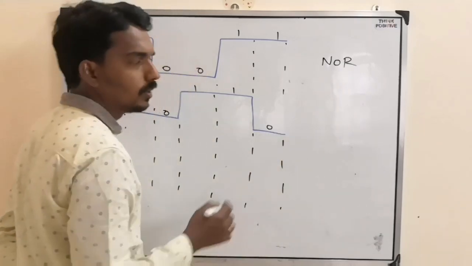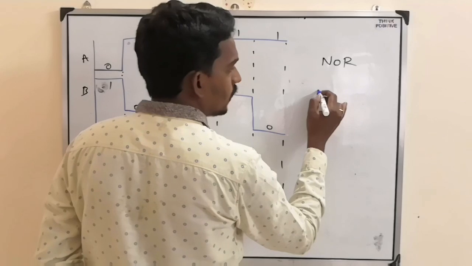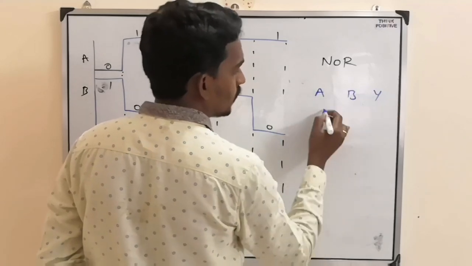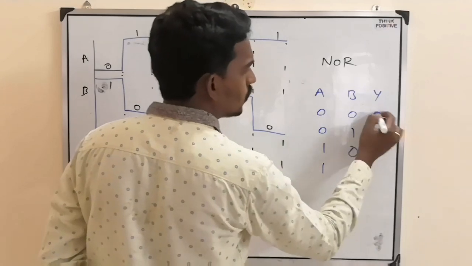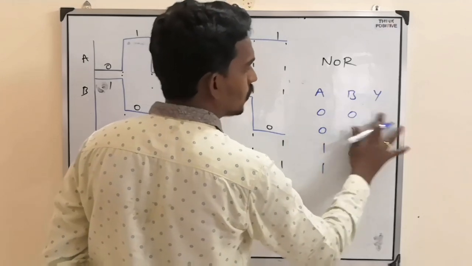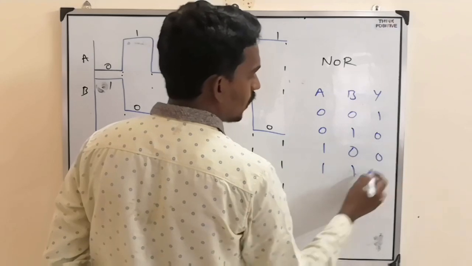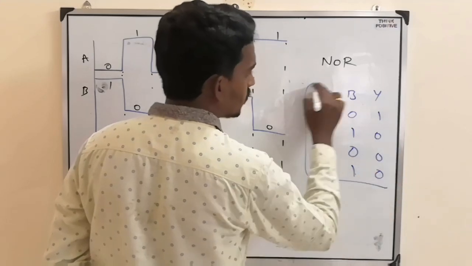And you need to know the truth table. A, B, Y: 0, 0, 1; 0, 1, 0; 1, 0, 0; 1, 1, 0.